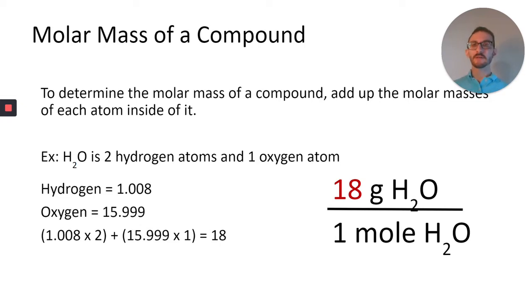So again, we don't have to memorize that water is 18 grams for every 1 mole. Because of the way we looked it up on the periodic table, we can just add up those numbers and figure out how many grams we would need to get 1 mole.